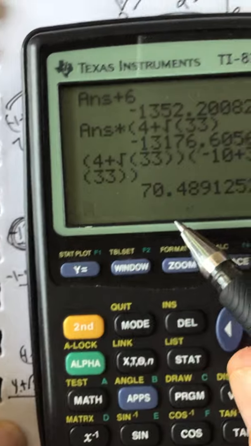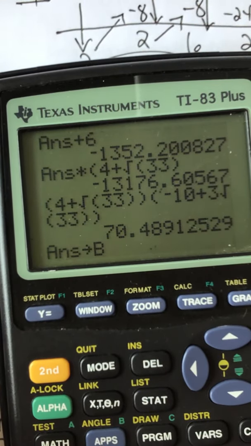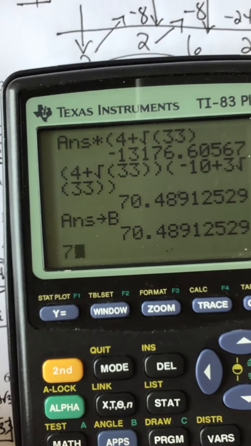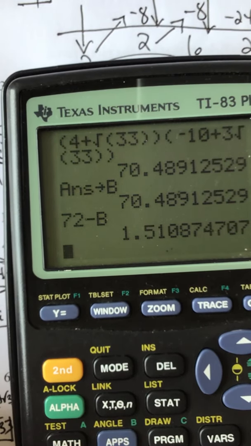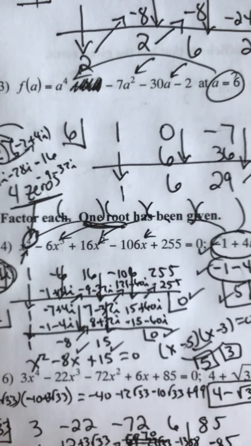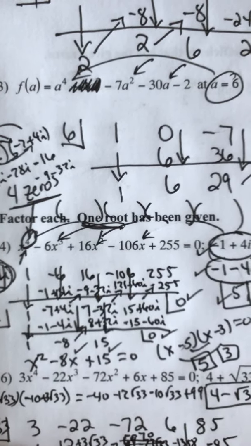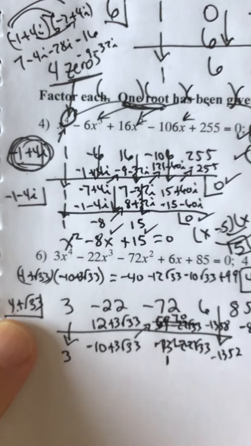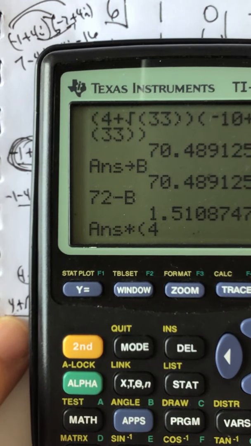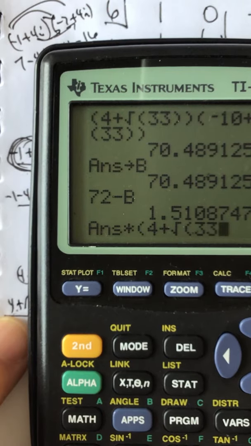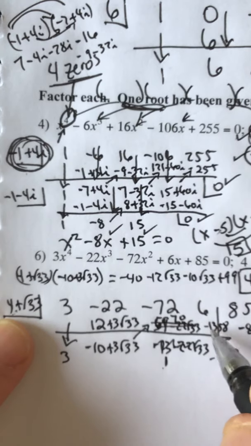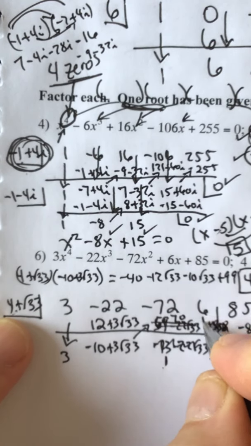Now, it's 70 with a bunch of decimals, so I'm going to store that one in B. So I know this one's in B. So 72 minus B is about 1. So this number right here is right around 1. So I need that times 4 plus root 33. So I need this 1-ish times 4 plus root 33. So there it is still on my calculator, times 4 plus root 33. That was about 14. So this one times this one right up in here was about 14.